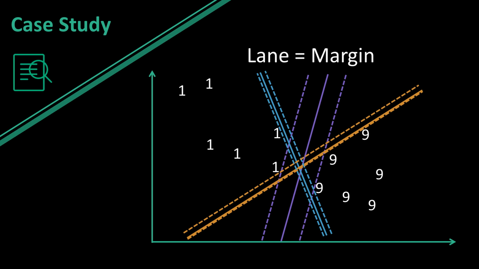And so if we look at our lanes or our margins for all 3 of our potential hyperplanes, you can see right here that the purple lane is much wider. This margin here is separating our classes between 1 and 9 in a much better fashion than the blue or those yellow lines. And the reason for that is because the margin is the widest here.